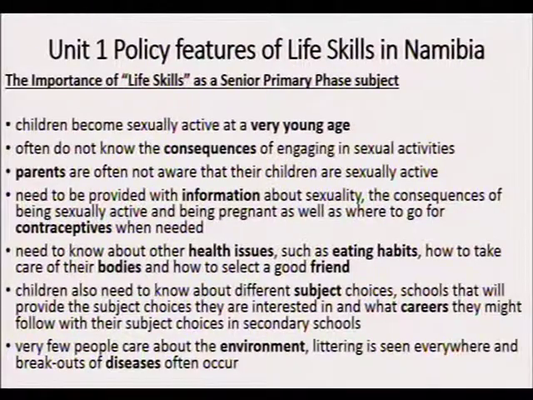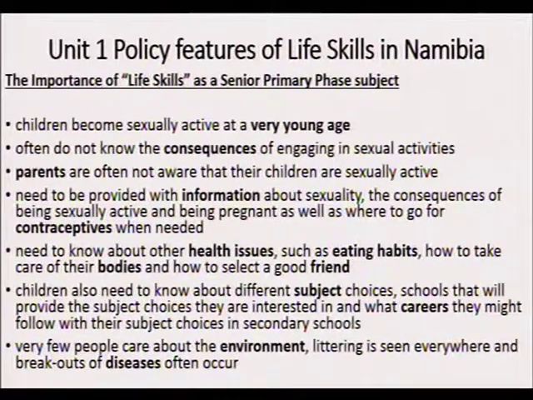So they need to be provided with information about sexuality, the consequences of being sexually active and being pregnant, as well as where to go for contraceptives when needed. They need to know about other health issues such as eating habits, how to take care of their bodies, and how to select good friends. Children also need to know about different subject choices, schools that will provide subject choices they are interested in, and what careers they might follow with their subject choices in secondary schools.